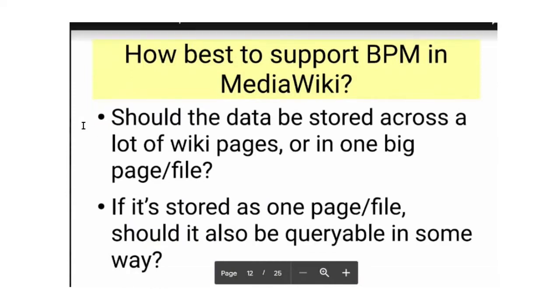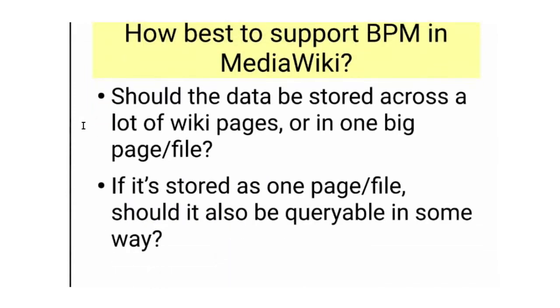Okay. So the question is how best to support this stuff in MediaWiki. The idea is, if you want to have a Kanban board or whatever in your wiki, what's the best way to do it? So there's really two big questions, I think. Should the data be stored across a lot of wiki pages? So for instance, with a flowchart, should each box and arrow have its own wiki page, or should it just be in one big page or file, however you look at it?